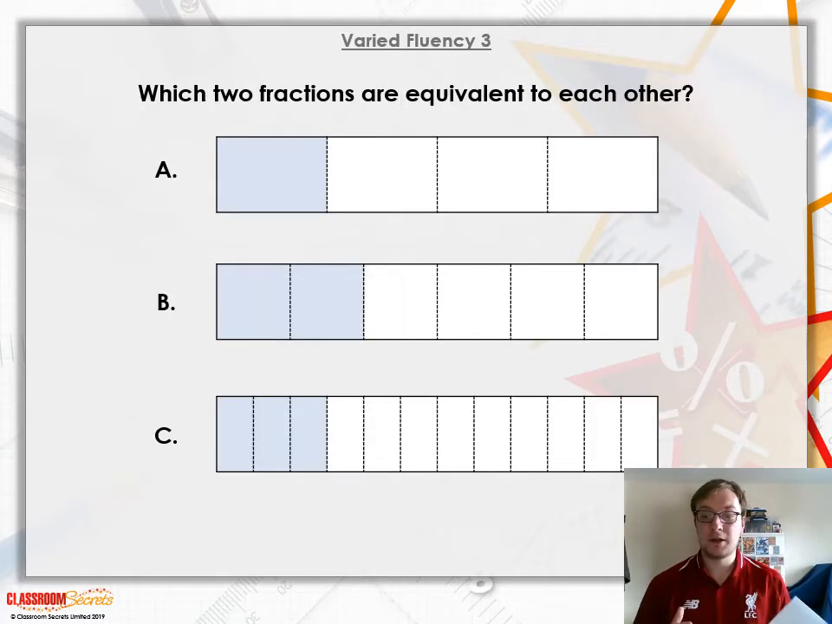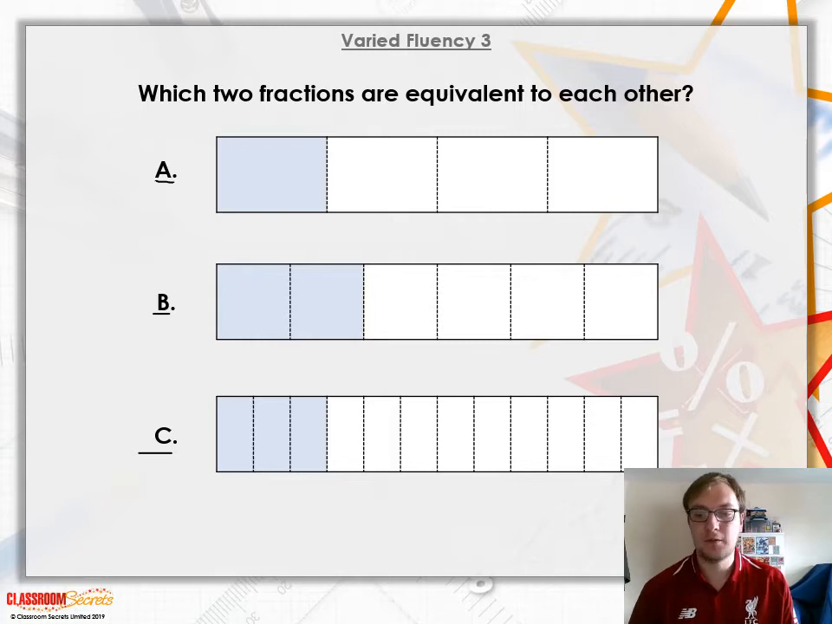And for this question, I would like you to do it first at home before I explain to you how I got to the answer. You can use a piece of paper, ruler, or the method that I previously showed you on the other slide. So this question is asking us here, which two fractions are equivalent to each other? We've got A, B, or C.